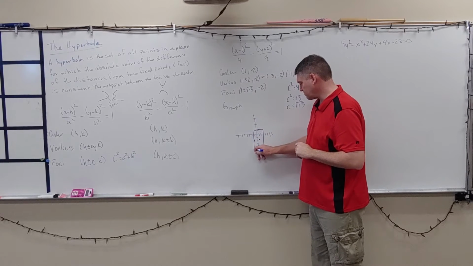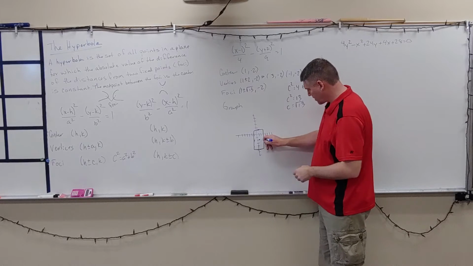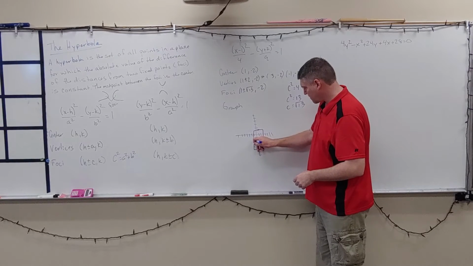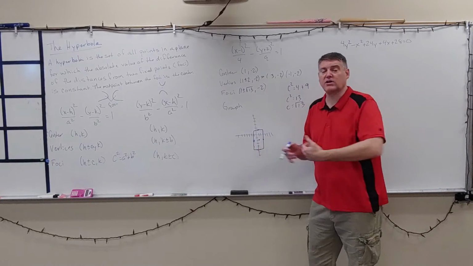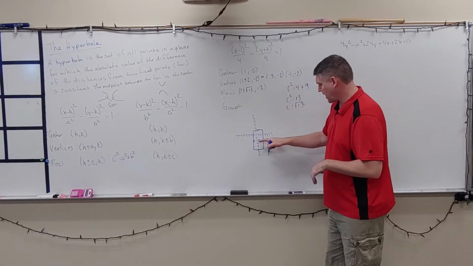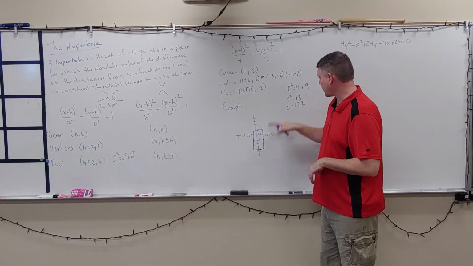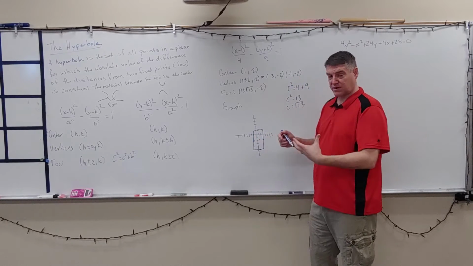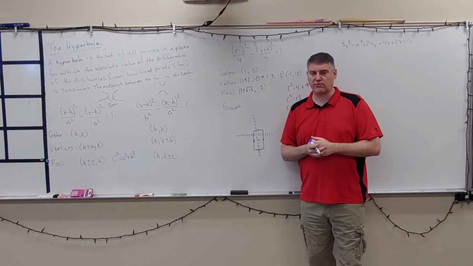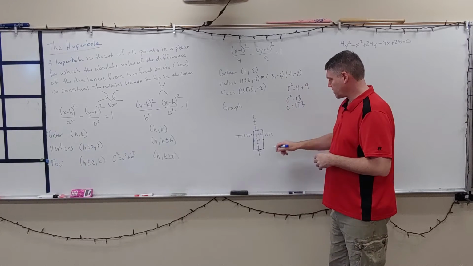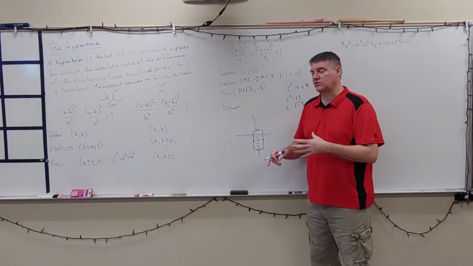And when you create this box, one of the things you're going to notice here is my vertices, right? So those are my vertices. I had 3, negative 2, 3, negative 2, negative 1, negative 2. There's my vertices.